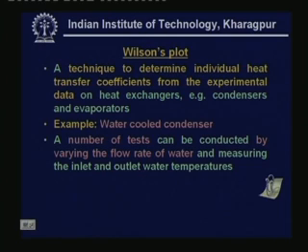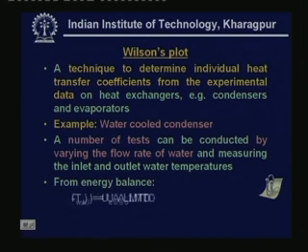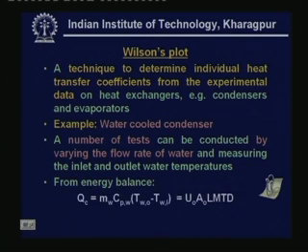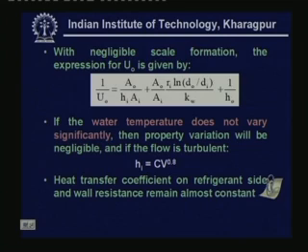From energy balance, we have this equation: QC is equal to MW CPW into delta T for the water side, which can be measured, and this is equal to U naught A naught into LMTD. Since LMTD can be obtained because we are measuring the temperatures, and A naught is known, from this expression you can find out the overall heat transfer coefficient from the experimental measurements. With negligible scale formation, the expression for U naught is given here. This we have discussed in the last class.